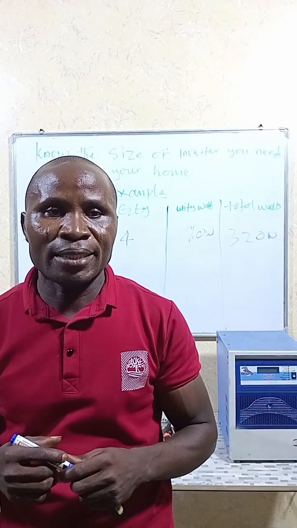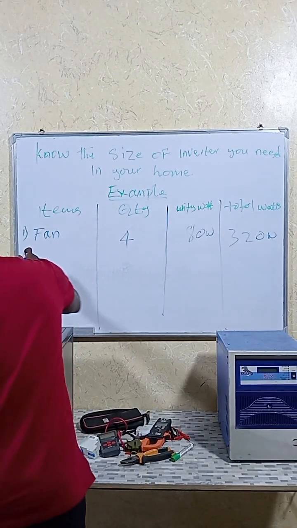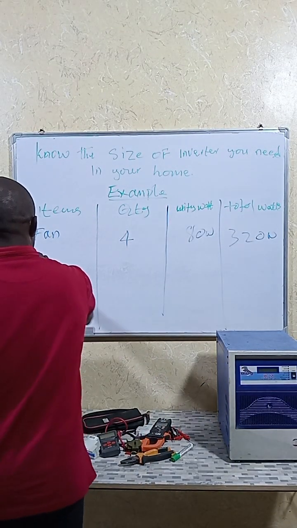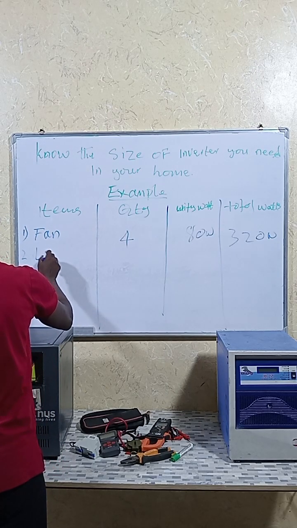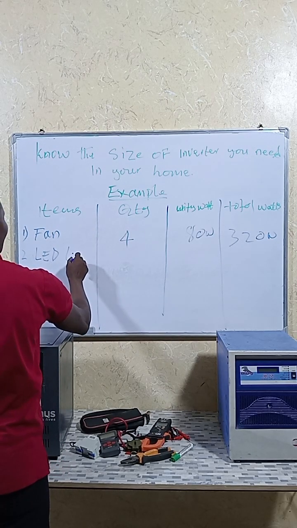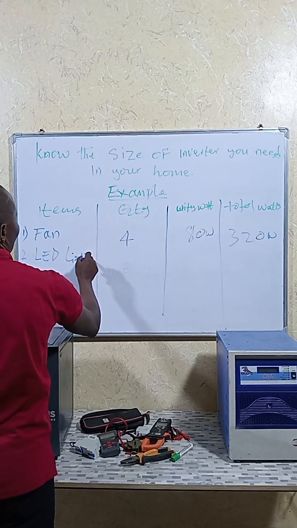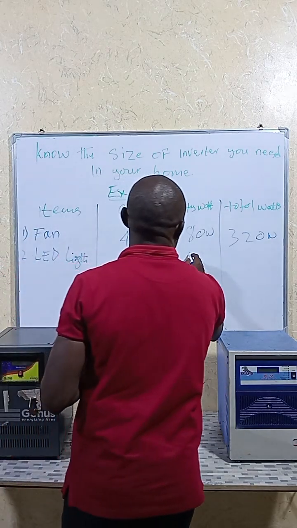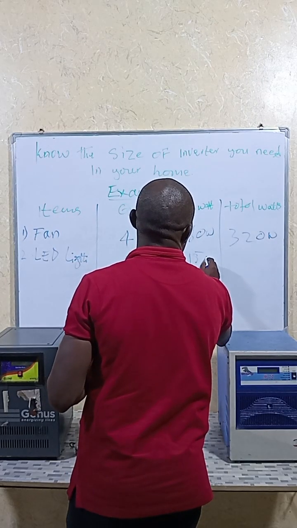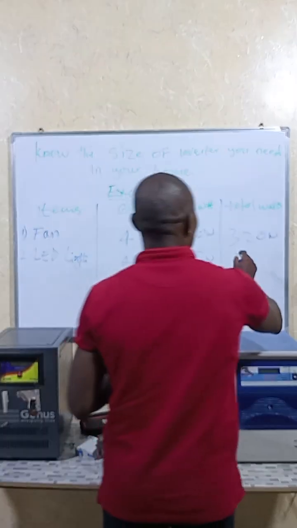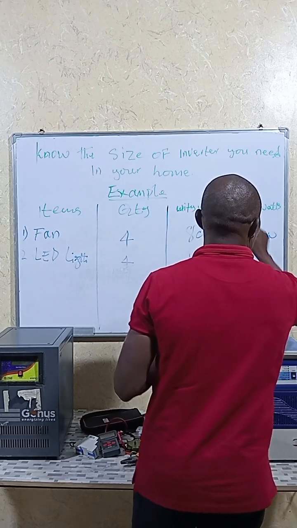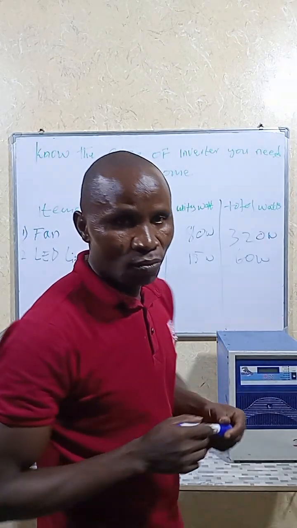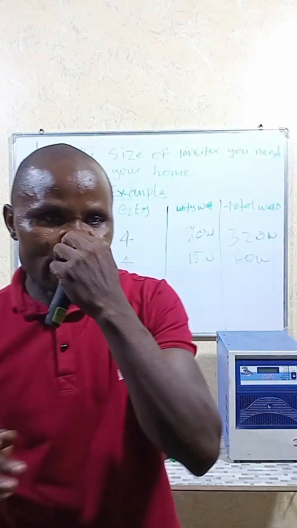The LED light is 15 watts and we have 4 pieces. LED light is number 2. We have 4 pieces and each one is 15 watts. Therefore, we have 60 watts. Do you see how to get this information?